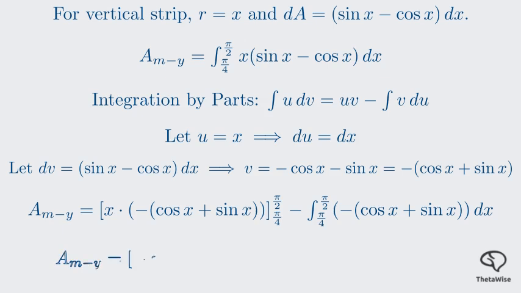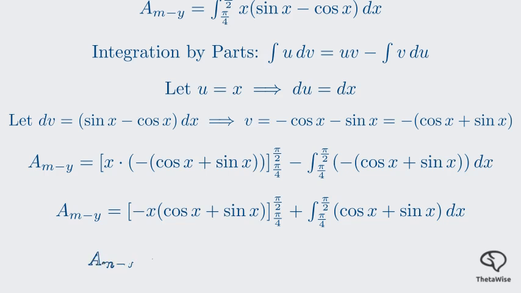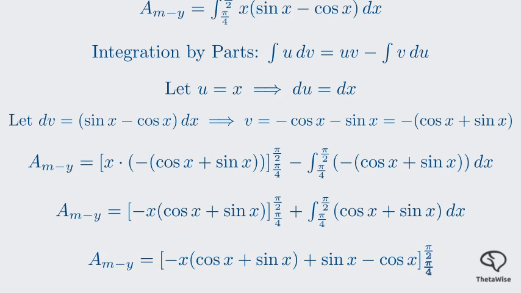This simplifies to negative x times the quantity cos x plus sin x, plus the integral of cos x plus sin x. The integral of cos x is sin x, and the integral of sin x is negative cos x. So our full antiderivative is negative x times cos x plus sin x, plus sin x minus cos x. Now we evaluate this at our limits, pi over 2 and pi over 4.